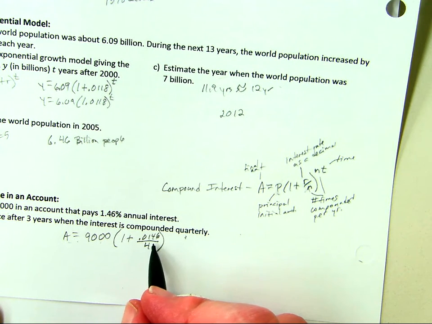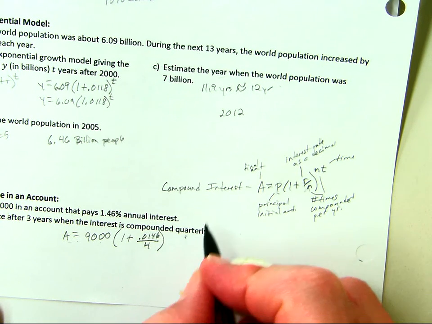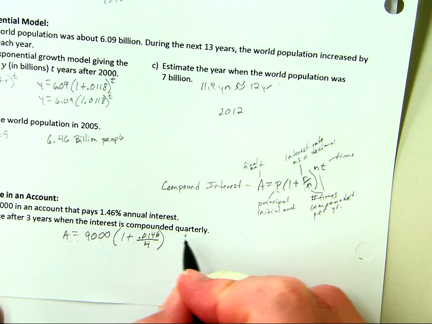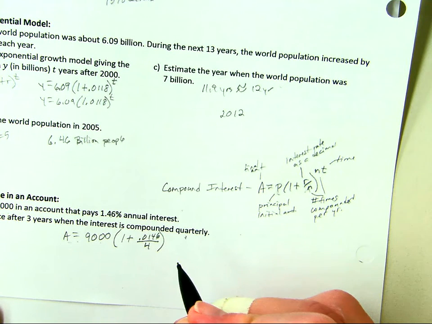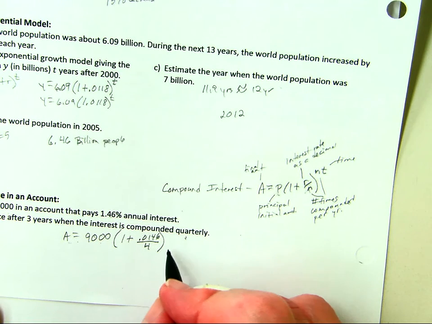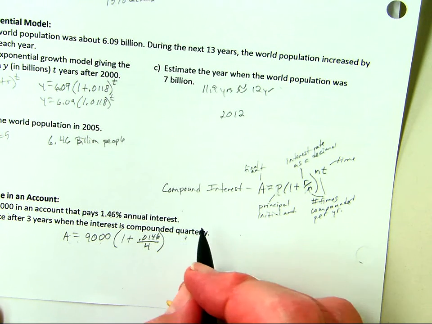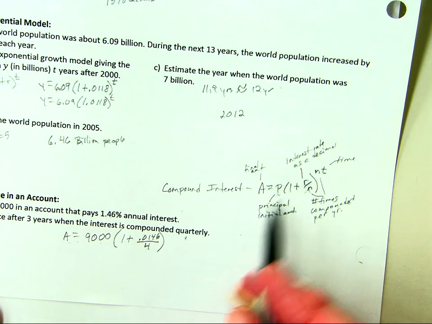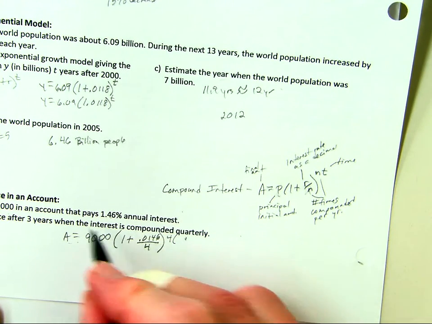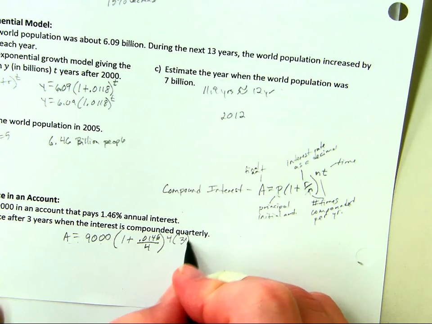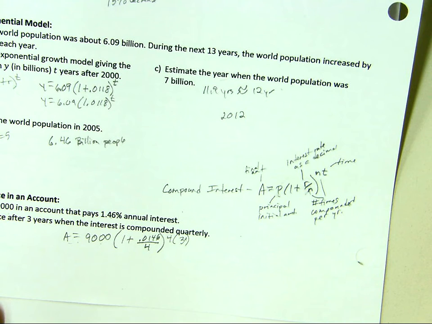Then in the exponent, we have N times T. Well, N we already said is 4. I'm sorry, I lost track. Up in the exponent, we have N again. So 4 times our time, which is 3 years. So the equation should look like that.